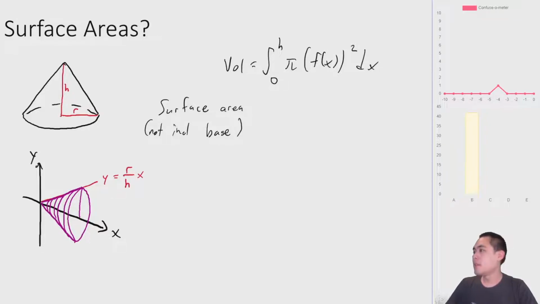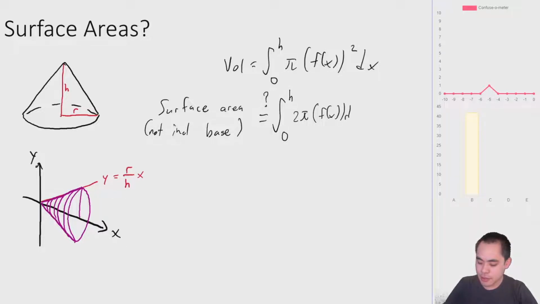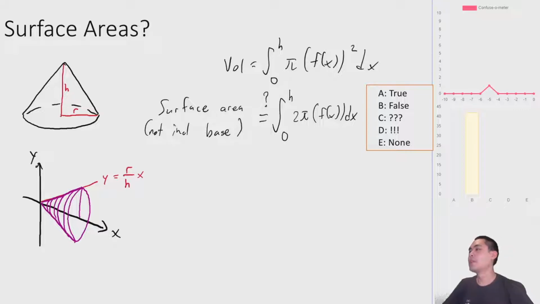So one idea that you might have is you might ask, well, what if we take this equal to the integral from 0 to h of 2 pi r, since that's the circumference, right? So if you were to integrate that circumference around, well, maybe you'd end up getting the surface area, f of x dx. So let me reset my polling here. What do you guys think the answer is? True, false, or question marks or exclamations?